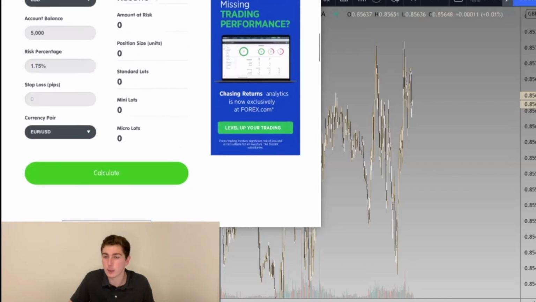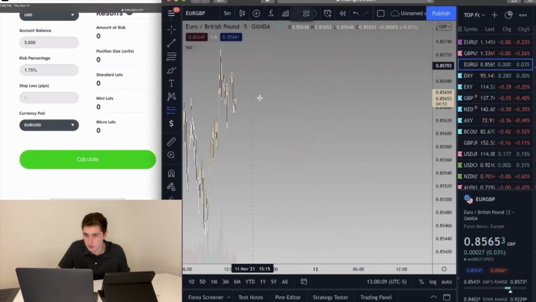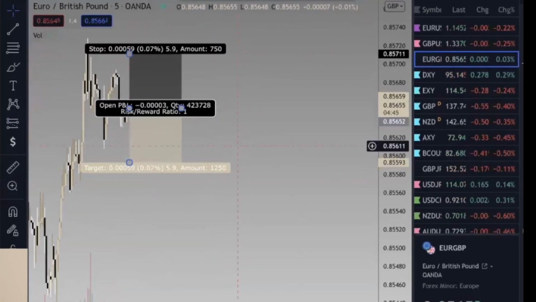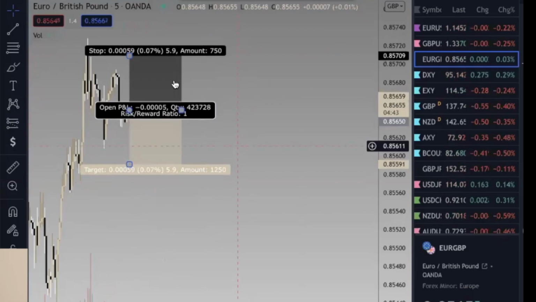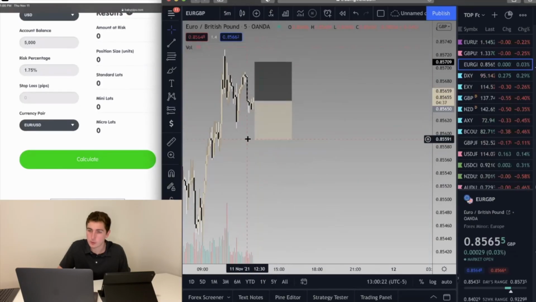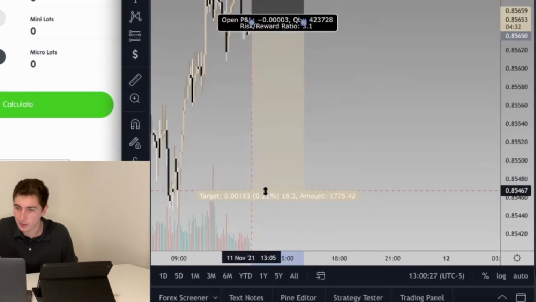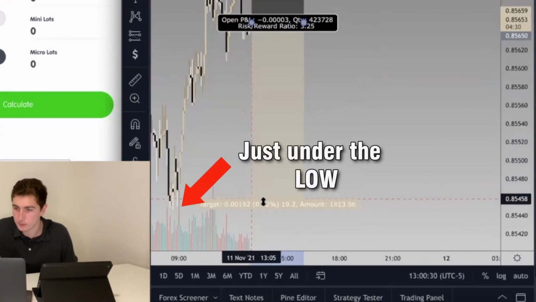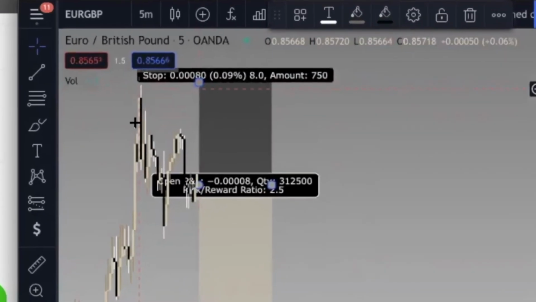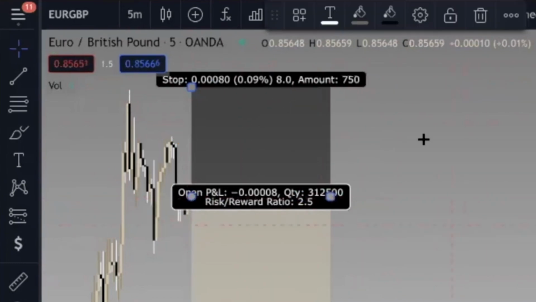Let's say that we are trading the euro pound and we are going to take a short position where price is currently at 0.8565, which will be our entry point, which you can see here. Our profit level, because we're taking a short, is down here around 0.8545, where we will stick this take profit level. Our stop loss will be right below this daily high, which will be an 8 pip stop loss, giving us a 2.5 risk reward ratio for this trade.